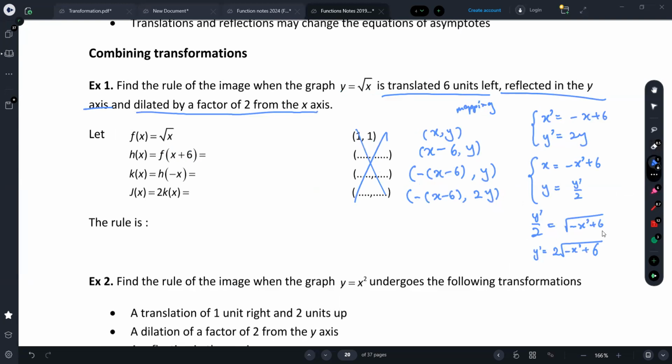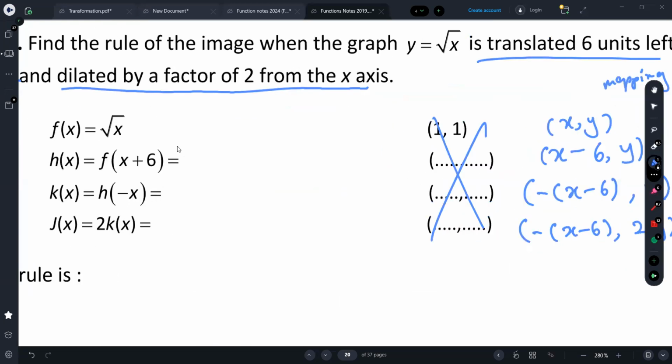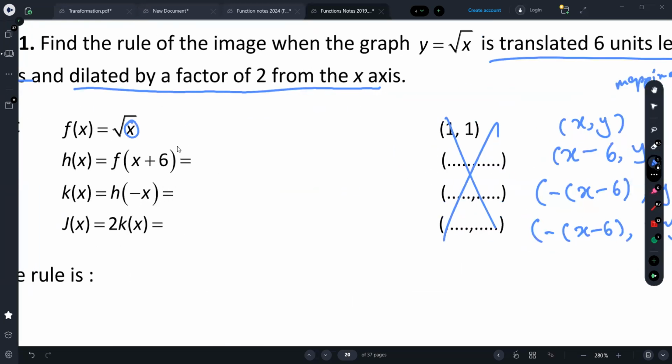Okay, all good. Now the next thing, I'm going to do it by recognition, step by step as well. And for this, I highly recommend you write it out one by one, to keep track of what's going on. So translating 6 units to the left is making the x turn into x plus 6, or square root of x plus 6, as a first step.